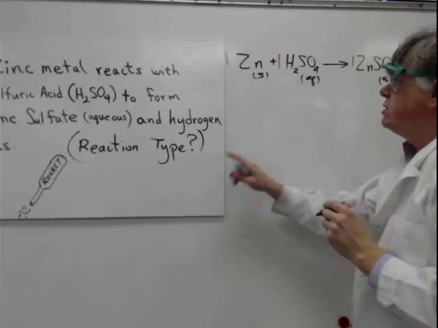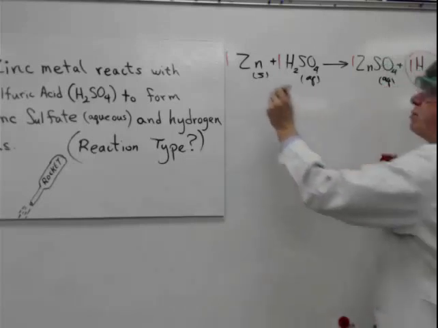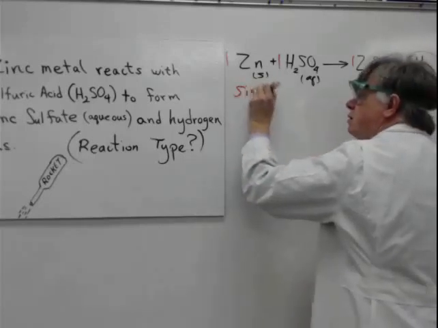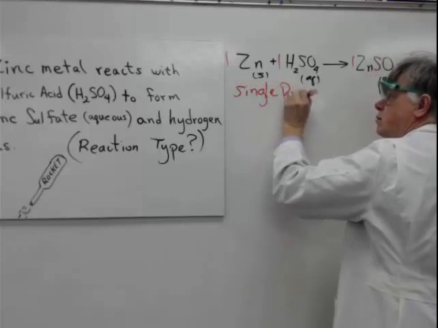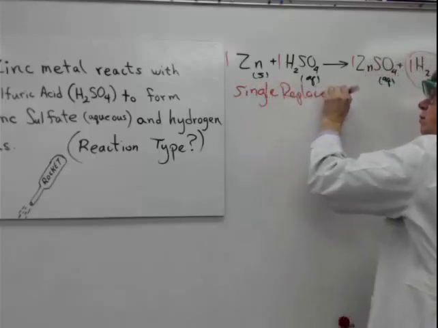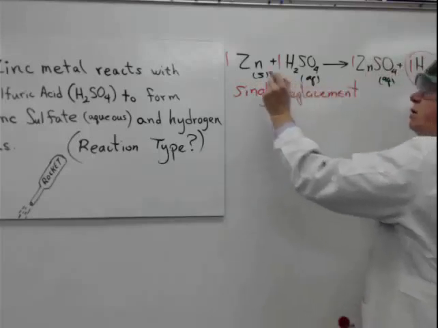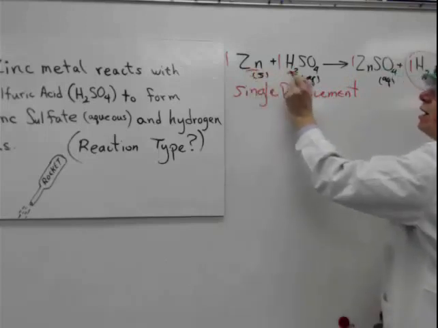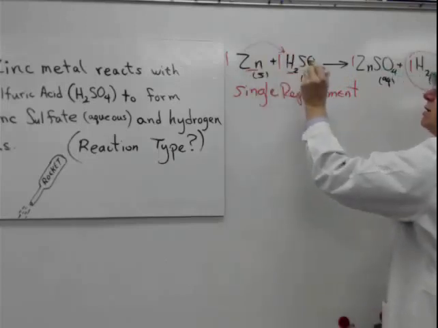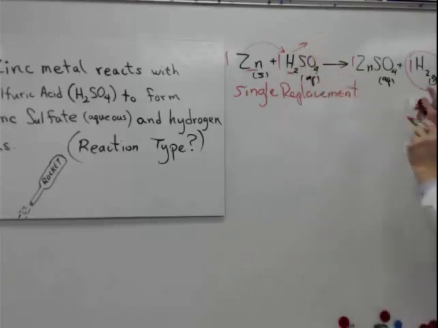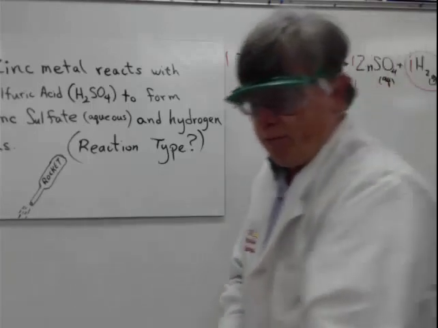The type of reaction this is, you can see that this is a single replacement reaction. The zinc is stronger than the hydrogen and knocks it out of place to produce hydrogen gas. So that's the first reaction in this lab.